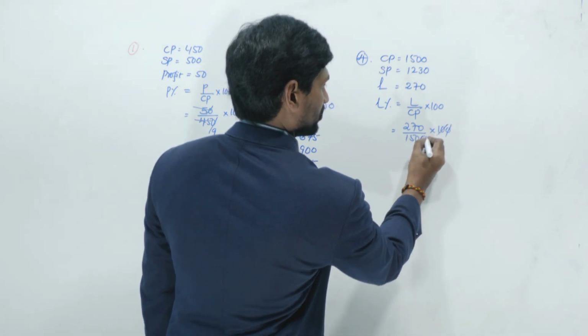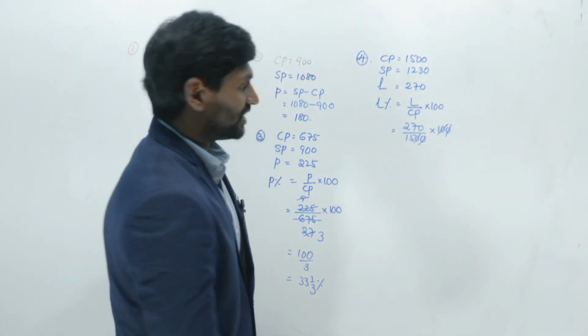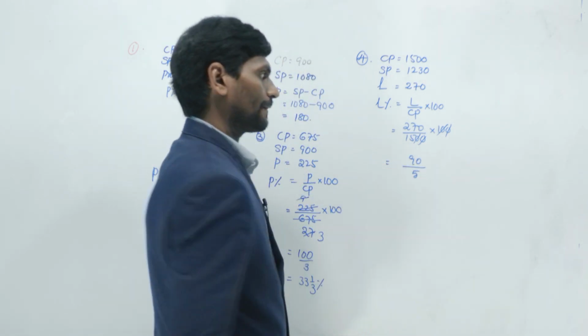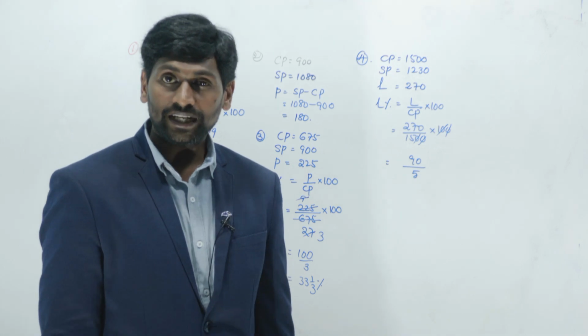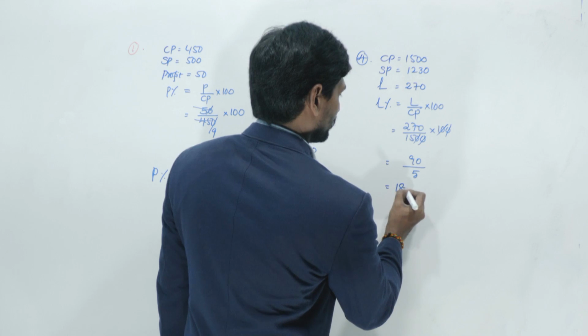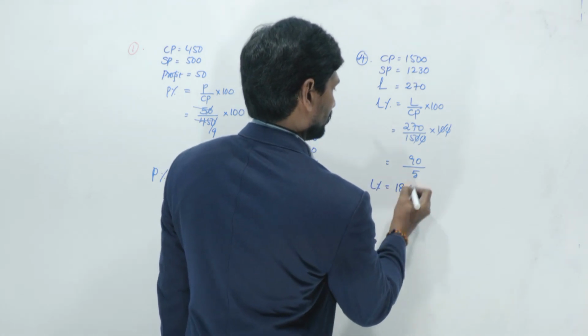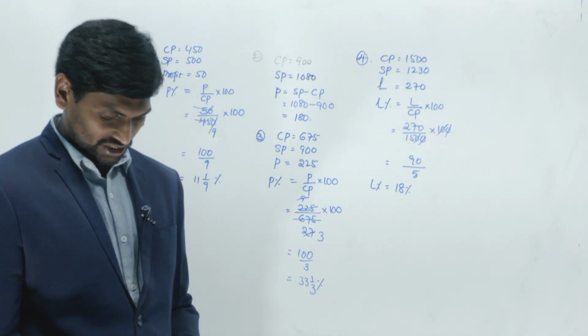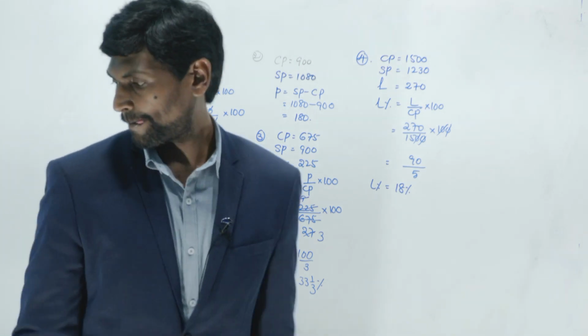Into 100, 2 zeros cancel. Both are cancelled in 3 table, 9 times, here 5 times. 3 9s are 27, 3 5s are 15. Now 5 table, 18 times. So loss percentage is equal to 18%. Okay? Let us go to the next problem.